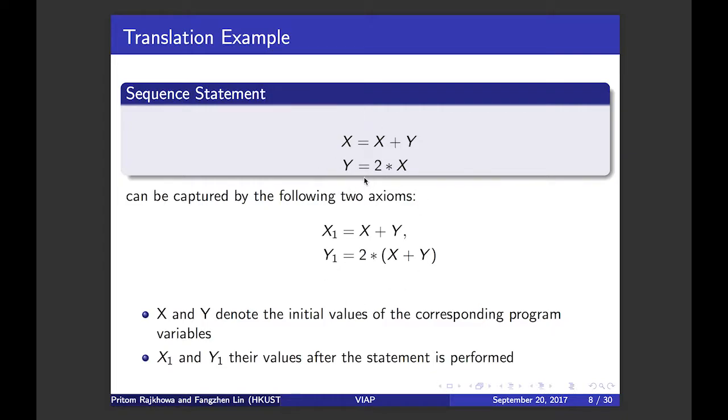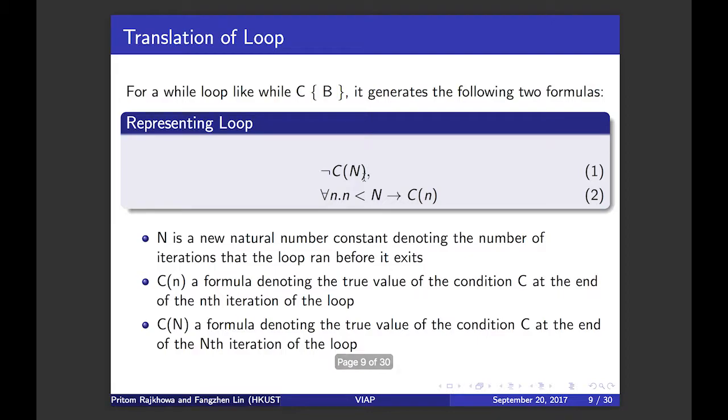So now the obvious question is how the same can be done for the loop. Here is where the quantification over natural numbers comes in. It translates a program to a set of first-order axioms by introducing, for each loop, a natural number term that denotes the number of iterations the loop runs before it exits.